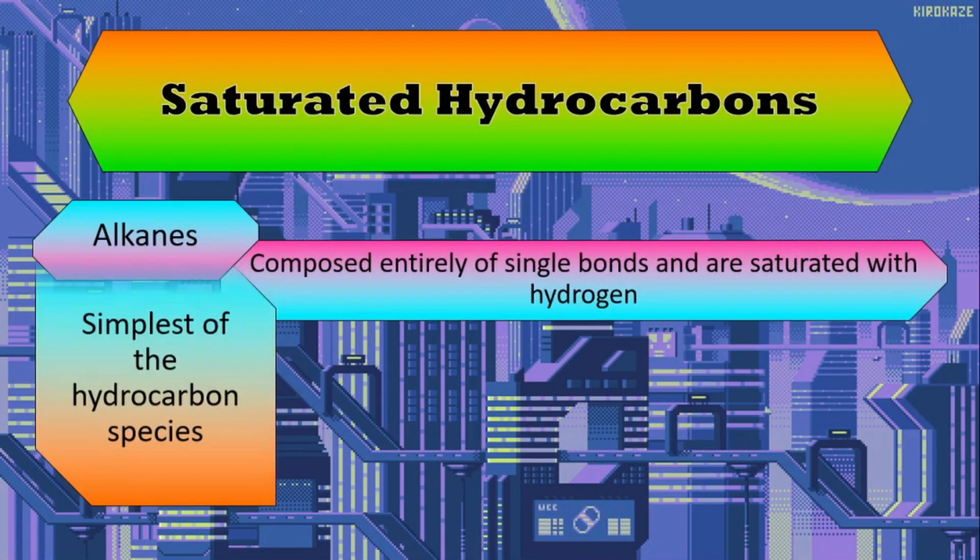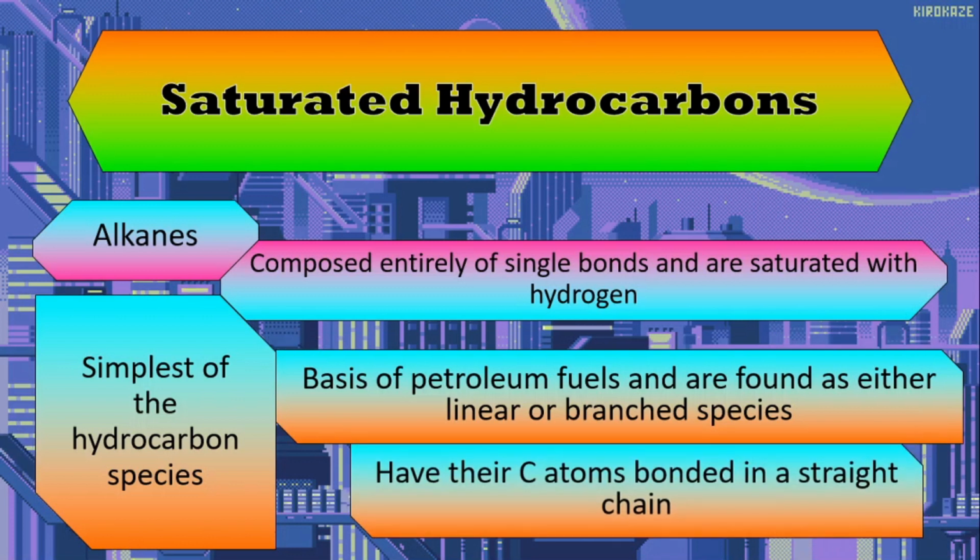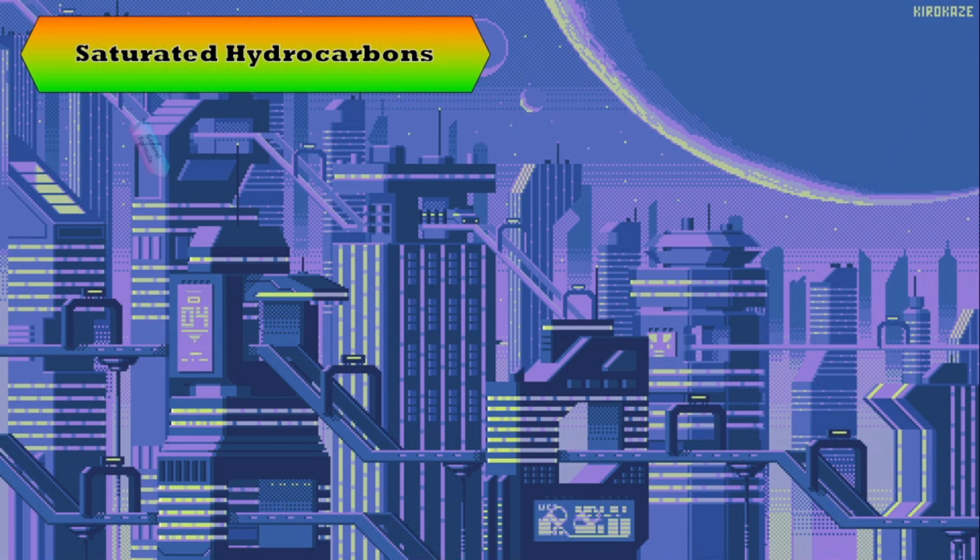Saturated hydrocarbons, also known as alkanes. Alkanes are composed entirely of single bonds and are saturated with hydrogen. Alkanes are the simplest of the hydrocarbon species. They are also the basis of petroleum fuel and are found as either linear or branched species. They have their carbon atoms bonded in a straight chain.